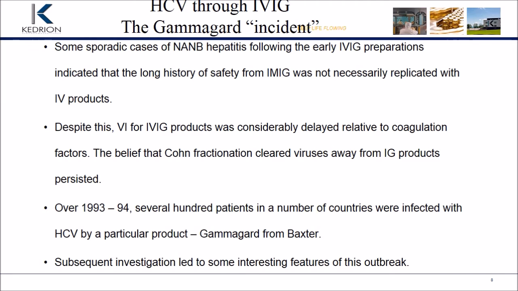You will remember that about 22, or just over 20, years ago, several hundred patients on both sides of the Atlantic developed non-A/non-B hepatitis. In fact, this was already characterizable as hepatitis C by one particular product, which at that time was GammaGard from Baxter. Some interesting investigations showed results after this outbreak.